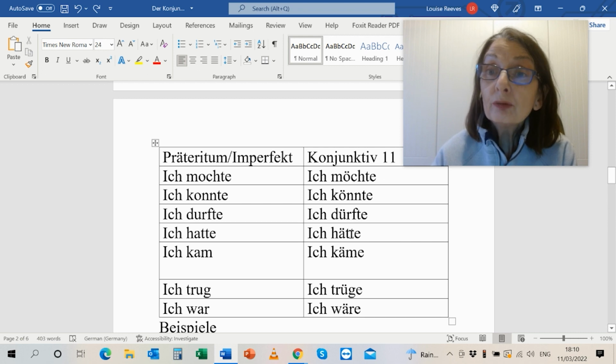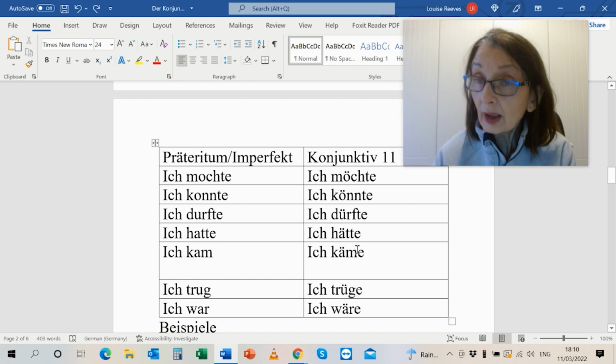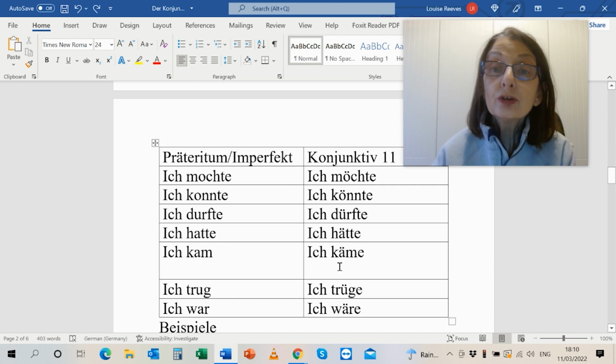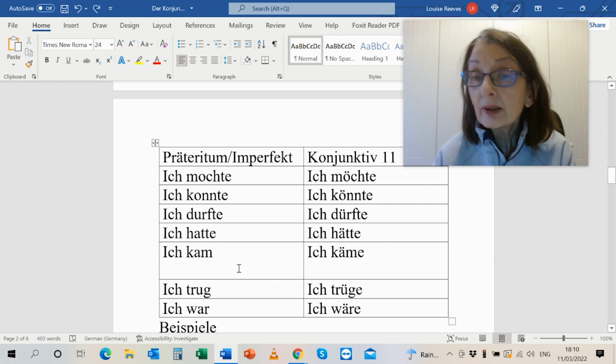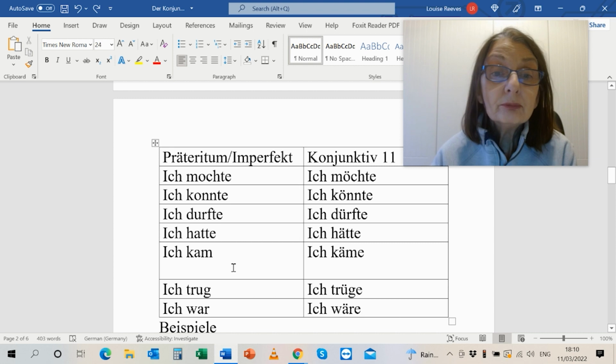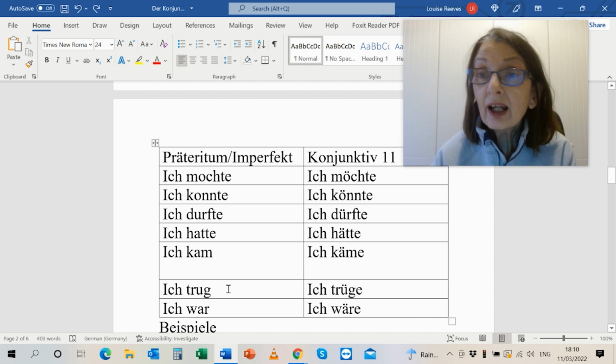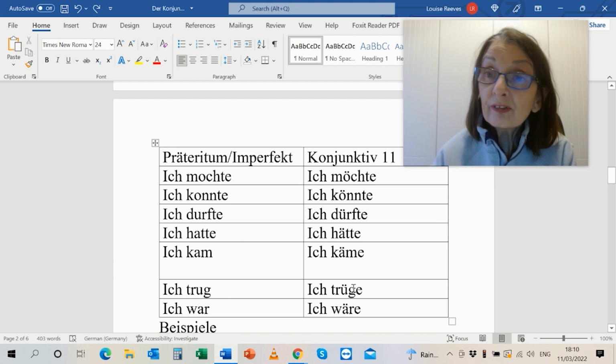Now remember, these are possibilities instead of using würden. But if you want to use the würden plus the infinitive of the verb, you can. But these are what people say all the time. But you're perfectly entitled to use würden plus the infinitive of the verb. For example, ich würde kommen. Or you could say, ich würde tragen. I would wear. But you can also say, ich trüge.